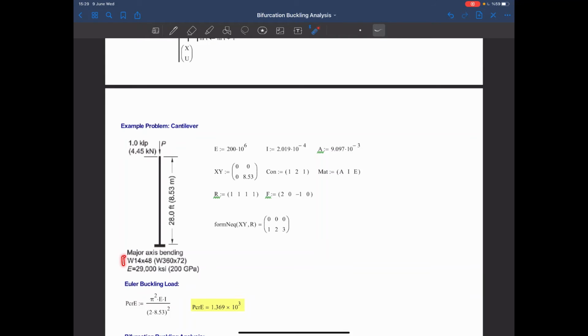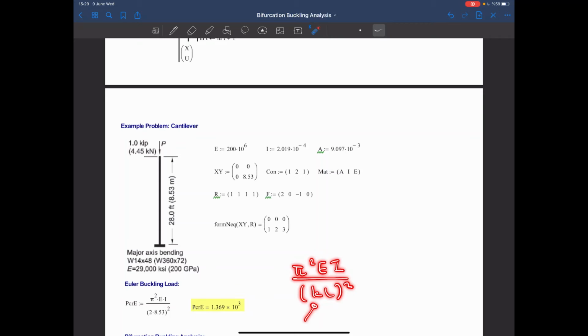This is the major axis bending, and that's the property of the section. For that section, this is the moment of inertia, this is the area, and this is the elastic modulus. All units are consistent. These are the coordinates, connectivity, and the material matrix. Since this is a cantilever, the Euler buckling load is pi squared EI over (KL) squared.